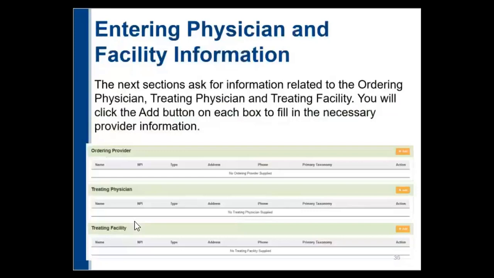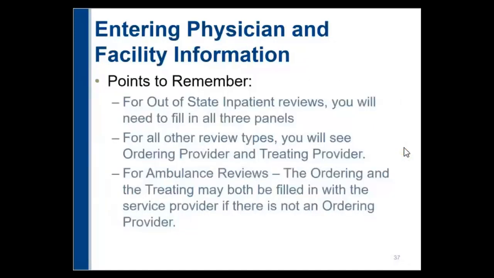After that, we'll move into our facility and physician information. Each panel, as you see here, will have an orange or yellow add button in the top right corner, and you'll use that add button to click on and fill in the requested information. A few points to remember, for the out-of-state inpatient reviews, you'll need to fill in all three panels. And then for the other review types, you'll see ordering provider and treating provider. Just as a note, for the ambulance review, the ordering and treating may both be filled in with a service provider if there is not a separate ordering provider.